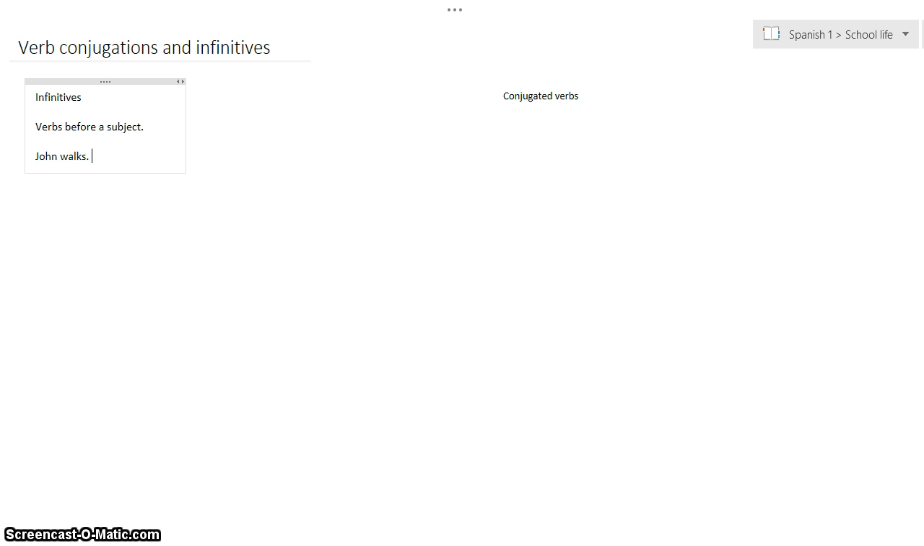However, if we take that same verb, walks, and we remove the subject, what we're going to be left with is something called an infinitive. Alright, so we can't just say walks and leave it by itself. The original form of that verb is to walk.